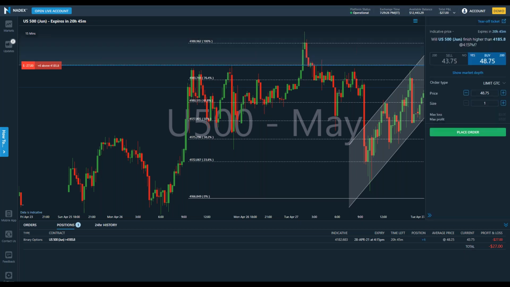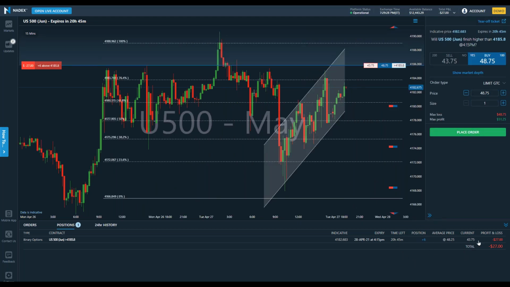All right, and it's telling me because I've got 6 of them, it looks like I would lose $27. Why is that? It's assuming I'm selling them at the current bid to liquidate. I'm not going to sell them. I think this is going higher. I'm happy to own 6 of them at 48 and a quarter. Now, do I have to wait until expiration to see if these go to 100? And the answer is no.